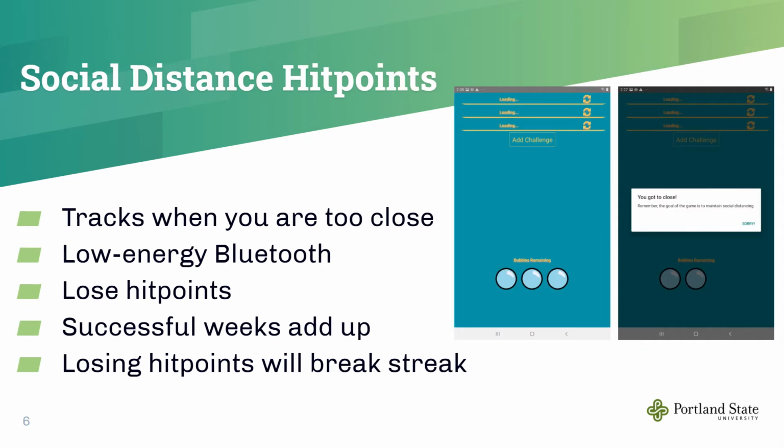The social distance hit point system uses low energy Bluetooth to determine if you're too close to someone by using the strength of their Bluetooth signal. If you get too close, you'll lose a hit point. You get 3 hit points per week, and you receive back up to 3 at the end of the week. If you survive the whole week with at least 1 hit point remaining, you'll get a weekly streak going, which increases or multiplies your score from challenges. If you lose all 3 hit points, you'll have to start over with your weekly streak at 0.